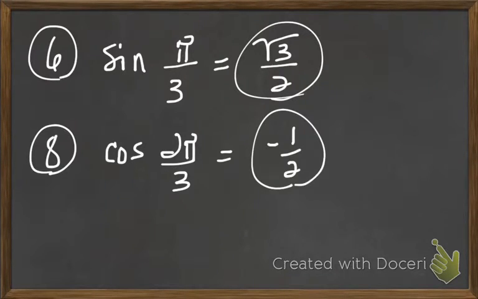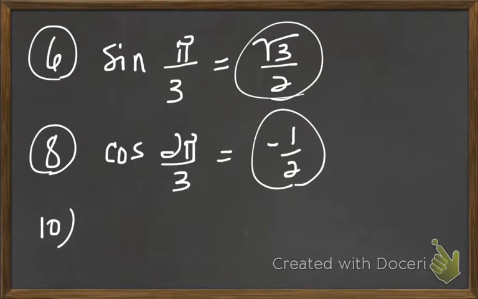Negative 1/2, because cosine of the angle is the x value only. Sine is the y value, cosine is the x value. Any questions about 6 and 8? Because they're going to get harder than this. Rotate to the angle, find the ordered pair. Sine is the y value, cosine is the x value. Any questions about 6 or 8?